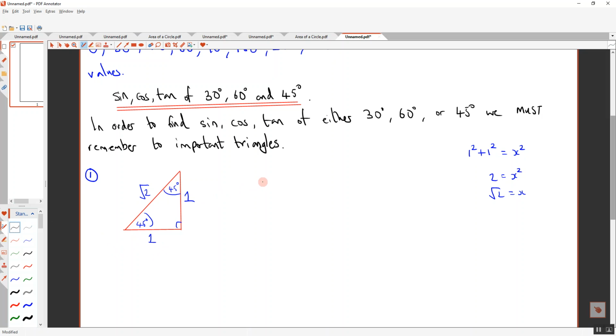So looking at this, what is sine of 45 degrees? Hands up. What is sine of 45 degrees? Yep, Jake. 1 divided by the square root of 2. Right, 1 divided by the square root of 2.